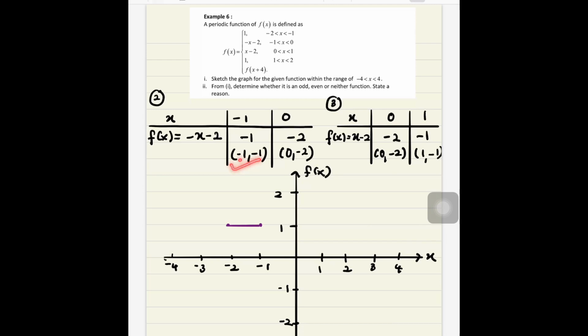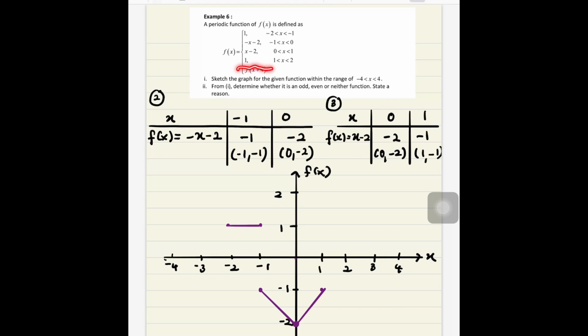For the second function, you have the point (-1, -1), which means x is equal to -1, f(x) is equal to -1. So you will have a point here. The second one is (0, -2), so x is equal to 0, f(x) is equal to -2, right here. So you will have this line. The next one is the third function. You need to consider these two points. (0, -2): x is equal to 0, which is here, f(x) is equal to -2, so you will have a point here. Another one is (1, -1), which is right here. Therefore you will have another line here.